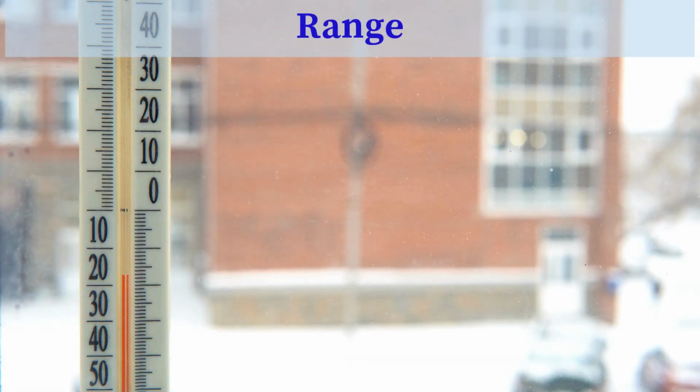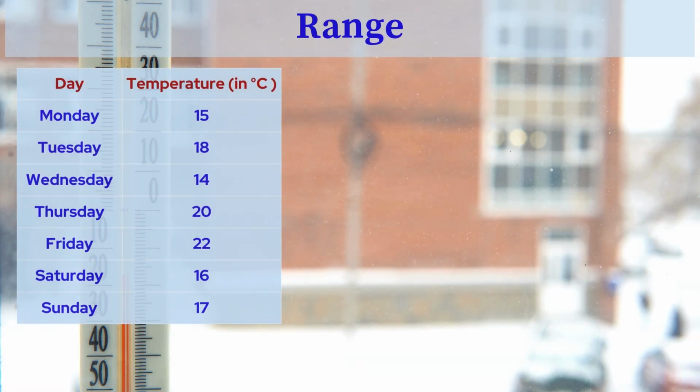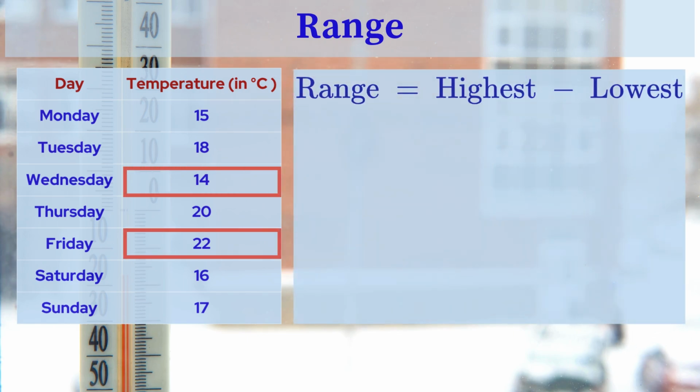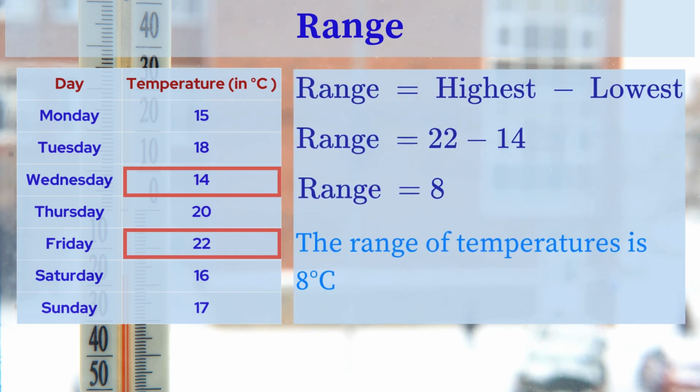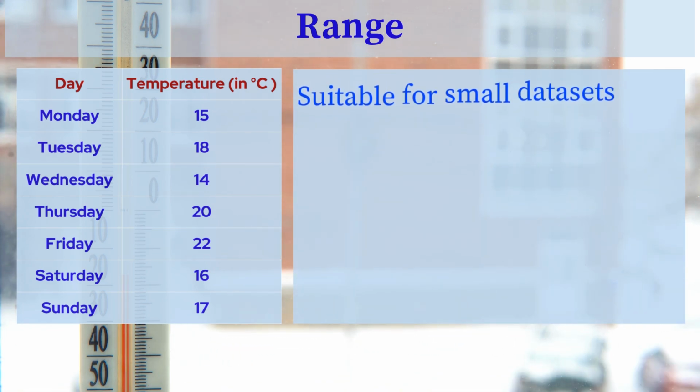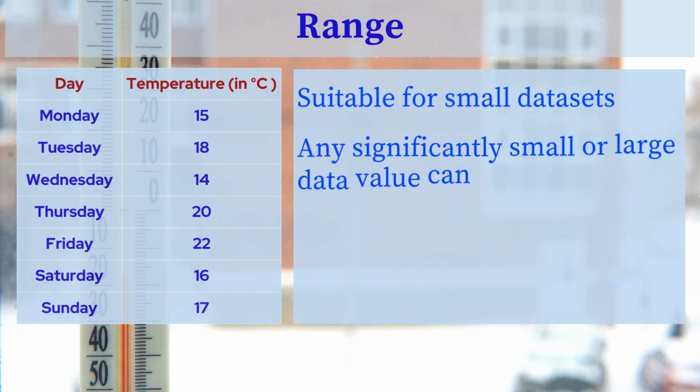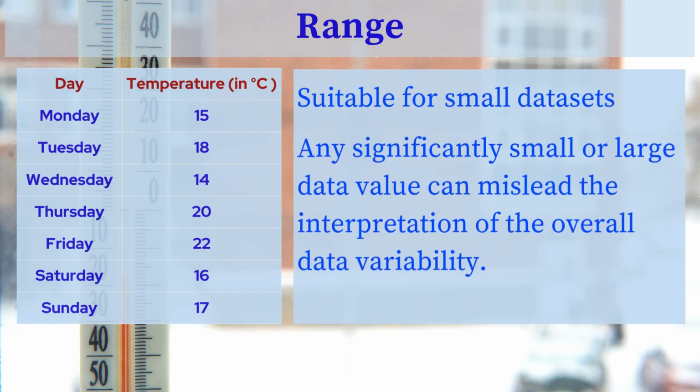Let's say we're looking at daily temperatures for a week. If we subtract the lowest temperature from the highest, we get the range, which gives a quick estimate of the data's total variability. This is effective for small datasets. However, any significantly small or large data value can mislead the interpretation of the overall data variability, since it considers only two extreme values and ignores the intermediate data.